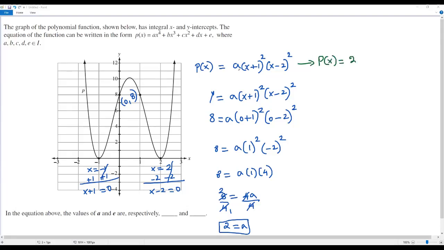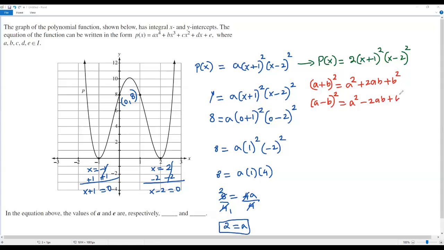2 times, for a we plug in 2, (x + 1) the whole square times (x - 2) the whole square. For this polynomial function, to get the constant term, I need to expand the square of the binomial (x + 1) and the square of the binomial (x - 2). For that, I can use the algebraic identity (a + b) the whole square equals a square + 2ab + b square. And to expand the square of the other binomial, I can use the identity (a - b) the whole square, which equals a square - 2ab + b square.